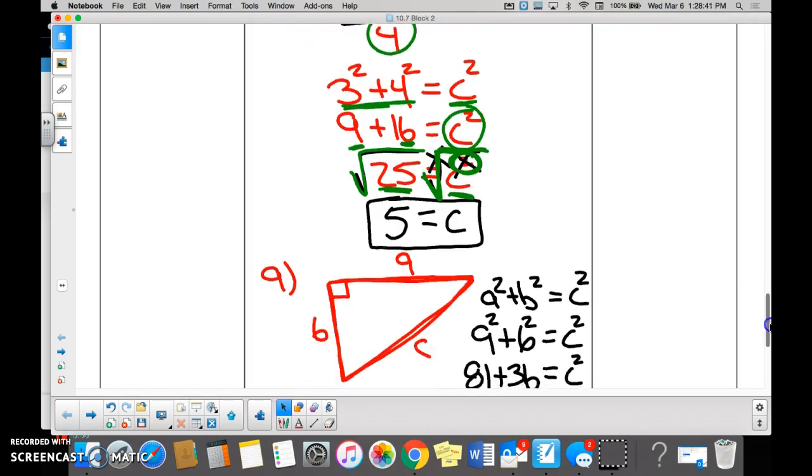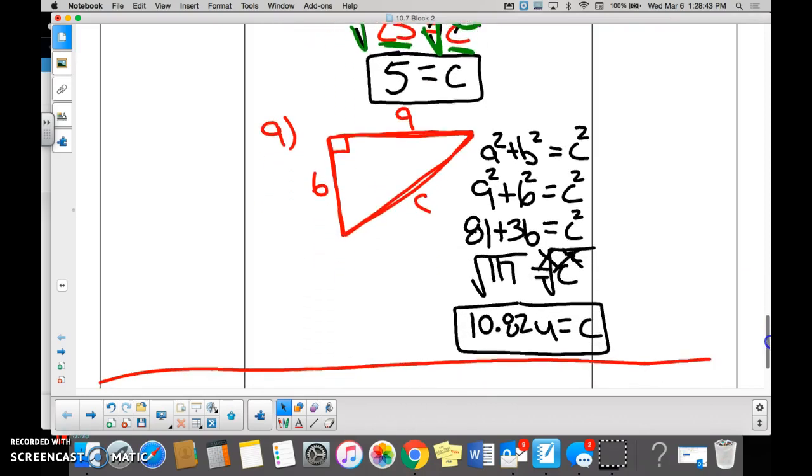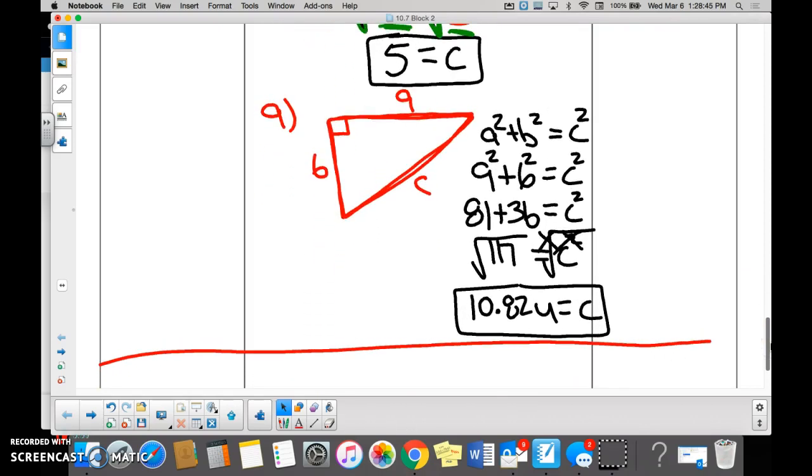Number 9 is the exact same type of problem. However, we didn't get a nice number like 5. We got a gigantic number like 10.82, blah, blah, blah, blah, and we just rounded it to the nearest hundredth, right? Yeah.